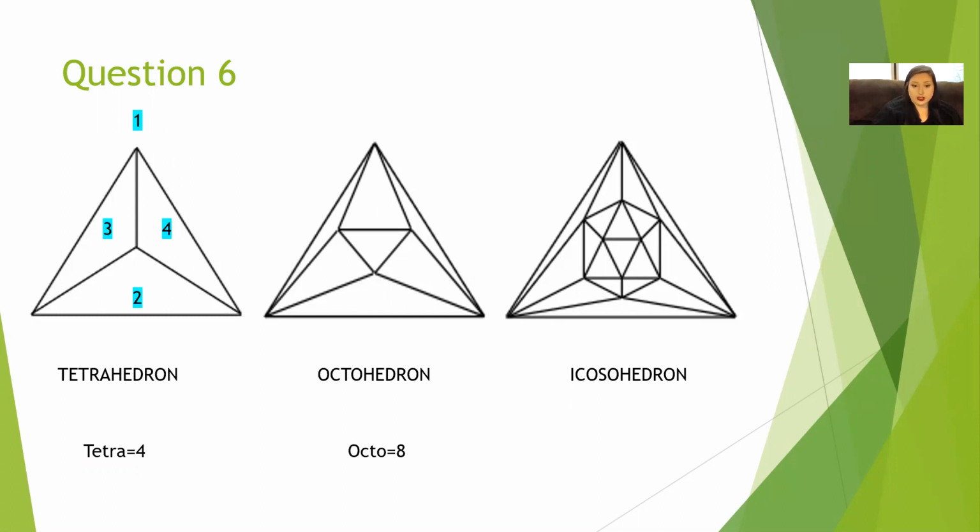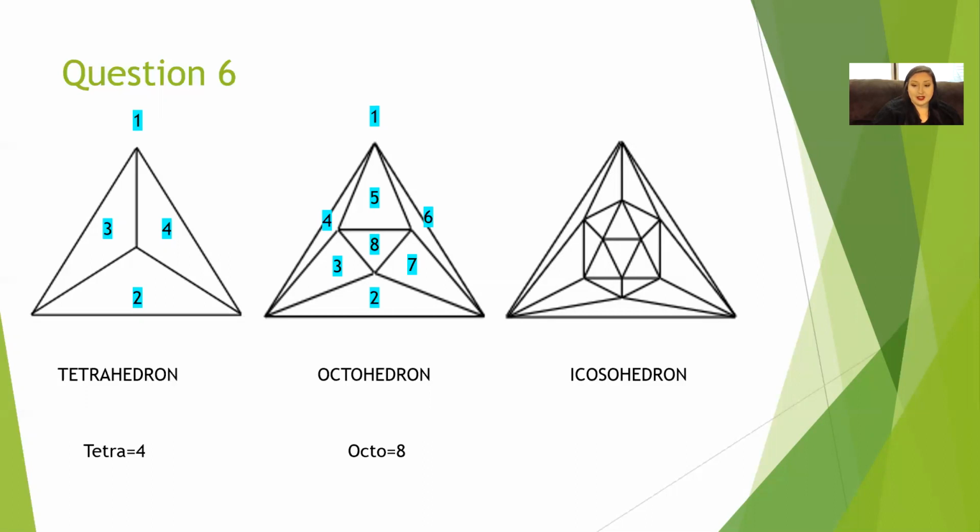An octahedron, which means 8. So we should have 8 triangles total. So we've got 1 for the whole thing, and then count each of them inside of the shape. So 2, 3, 4, 5, 6, 7, 8. So this one checks out as well.